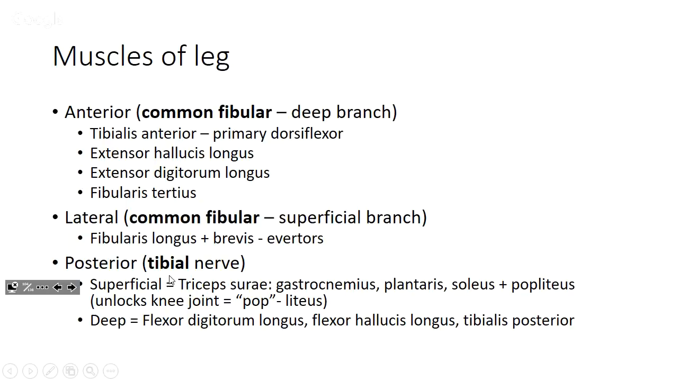And then you've got the posterior one, which is the tibial nerve. And that supplies the triceps surae. I guess it's easy to remember it as a group: gastrocnemius, plantaris, and soleus. And then you've got the popliteus. Popliteus, because, you know, it pops open, unlocks the knee joint. So that's how you remember it. And then there are a few other deep muscles which are not as important.